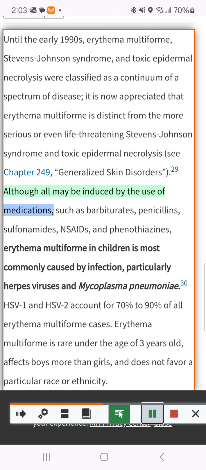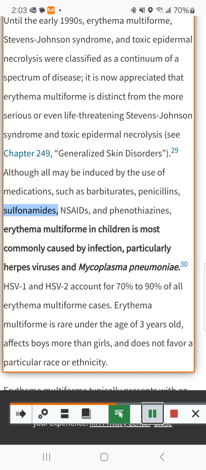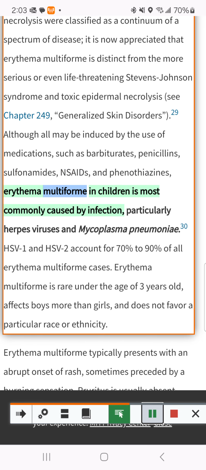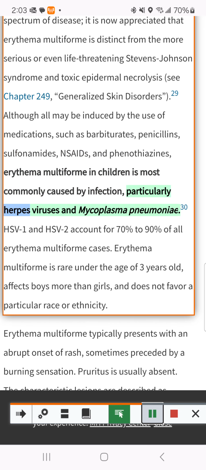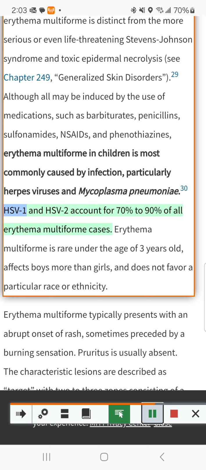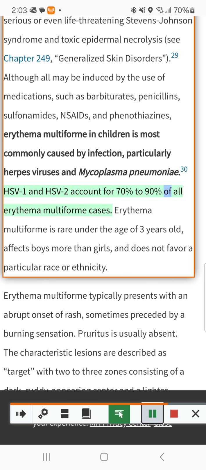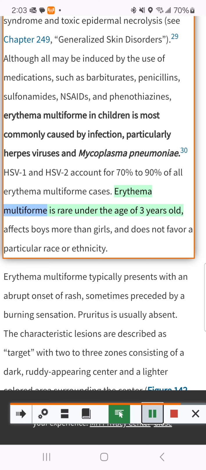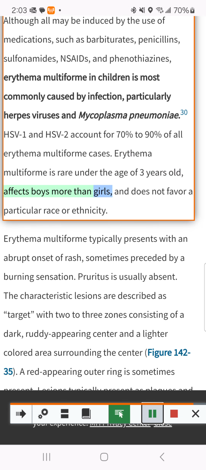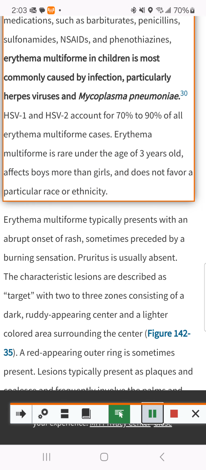Although all may be induced by the use of medications, such as barbiturates, penicillins, sulfonamides, NSAIDs, and phenothiazines, erythema multiforme in children is most commonly caused by infection, particularly herpes viruses and Mycoplasma pneumoniae. HSV1 and HSV2 account for 70% to 90% of all erythema multiforme cases. Erythema multiforme is rare under the age of 3 years old, affects boys more than girls, and does not favor a particular race or ethnicity.